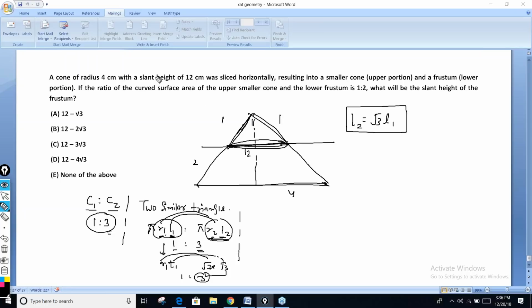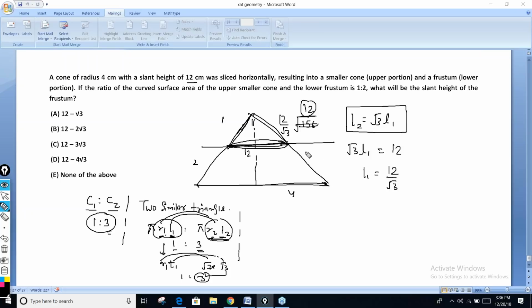If we know the slant height of the bigger cone, that is, the radius is 4 and the height is 12, so the slant height will be the root of 144 plus 16, that is 156. Okay, the slant height is given as 12, so root 3 L1 denotes 12, so this L1 will be 12 upon root 3. So the slant height of this part will be 12 upon root 3.